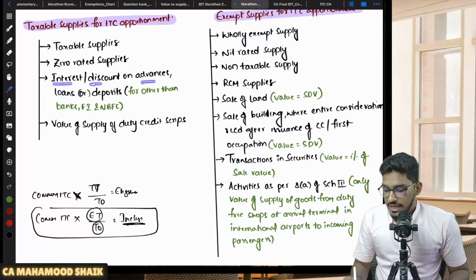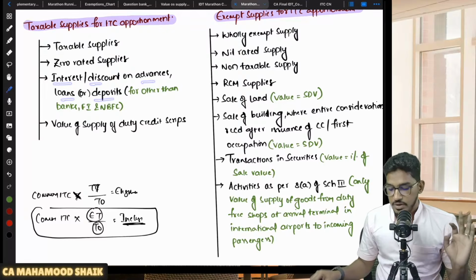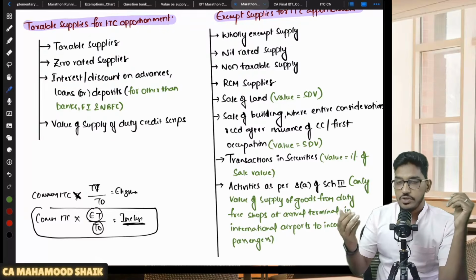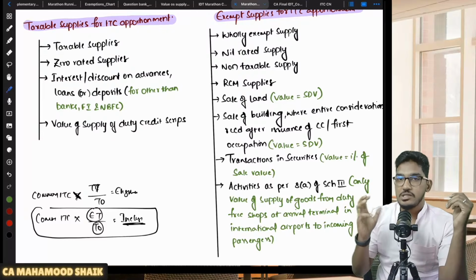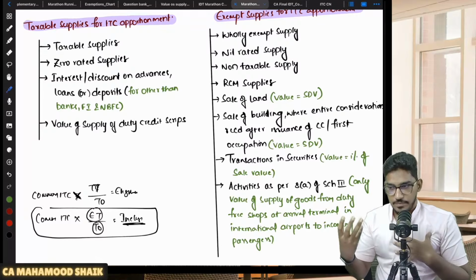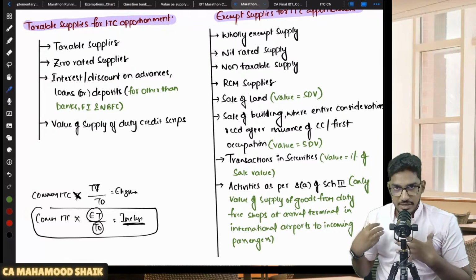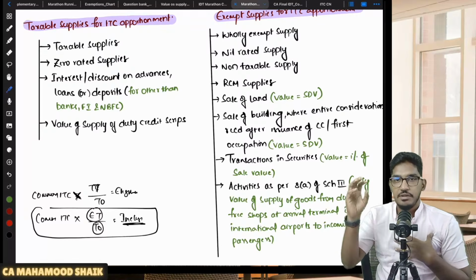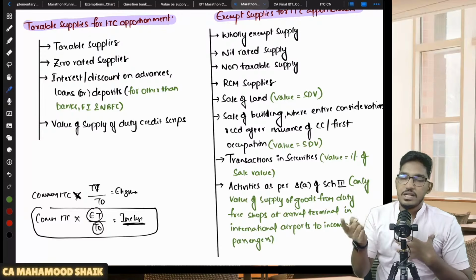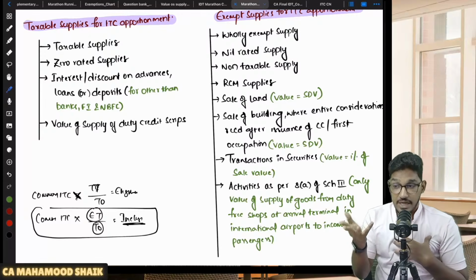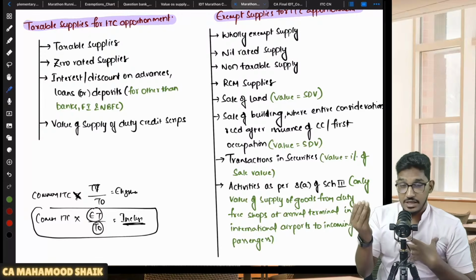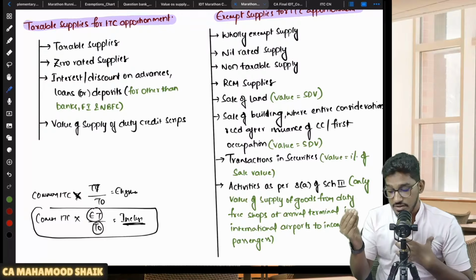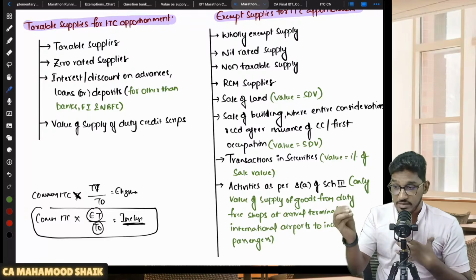Interest or discount on advances, loans or deposits. So whatever consideration you are getting in the form of interest or discount. Let us say, for example, you are giving a loan. On that loan, you are collecting some interest. Generally, that is exempted. But for the purpose of ITC apportionment, we will consider it as taxable supply. That is a favor actually. They are asking you to consider that interest or discount on advances, loans or deposits into taxable turnover.